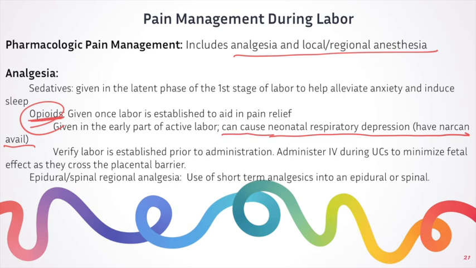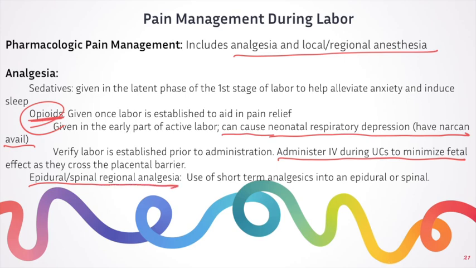It's best if you're going to give IV narcotics to give them during a contraction because that helps minimize the fetal effect, because everything you give to the mom goes directly into her bloodstream and crosses the placenta and goes right to the baby. Also, somebody can have an epidural when they're in labor.